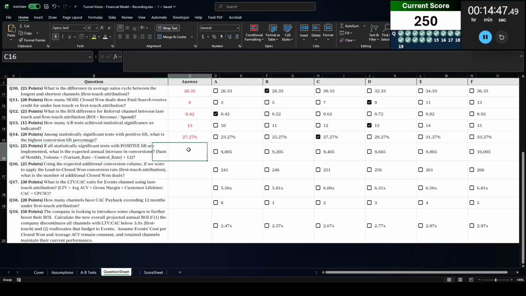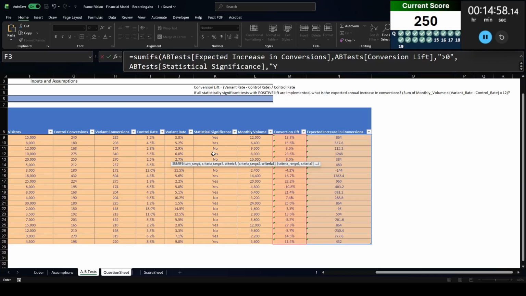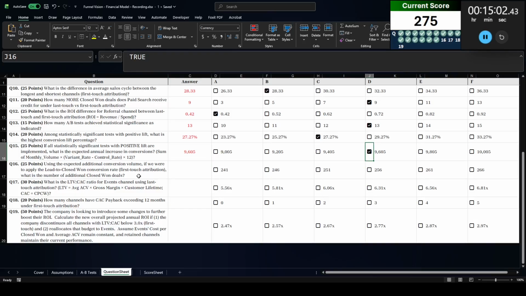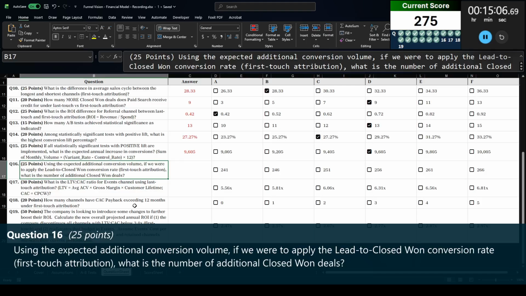And eventually I'm going to learn how to say that phrase. So let's sum ifs this column where the conversion lift is positive and statistical significance is yes. I get 9,605.